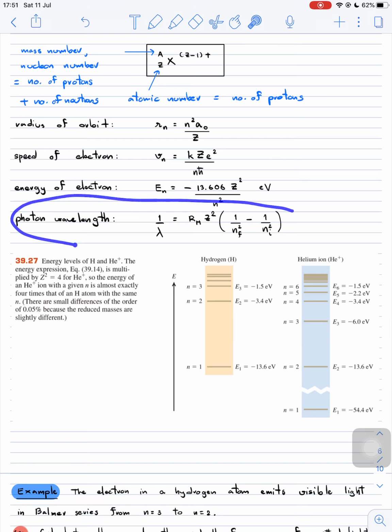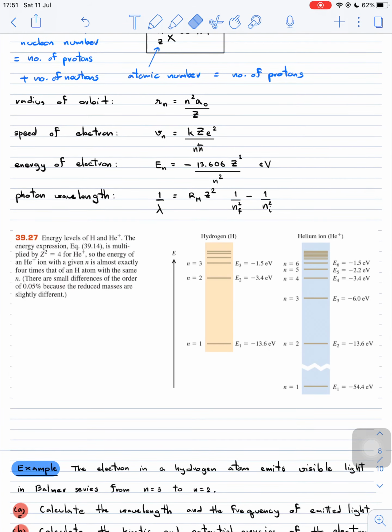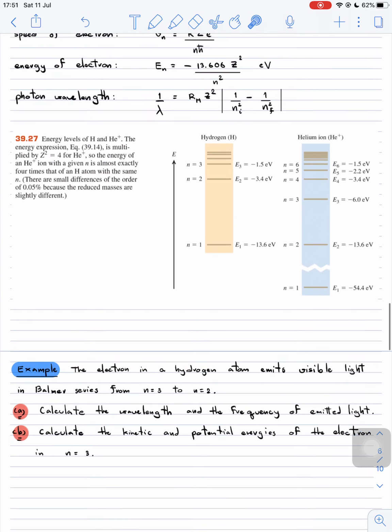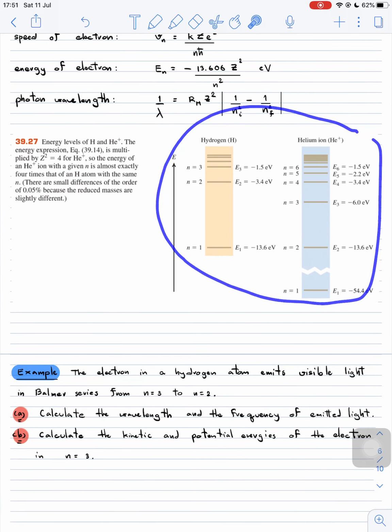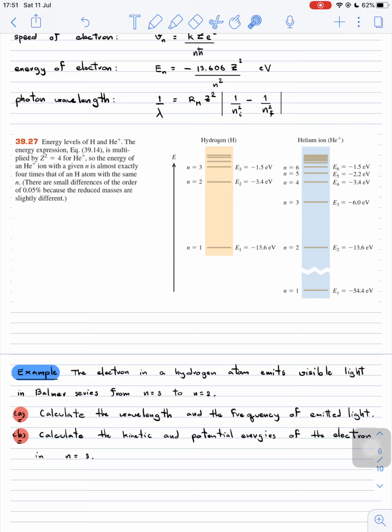And in this equation for the photon wavelength, we have the Z squared here times the Rydberg constant. Then again, let me change this one to be the absolute value. I think we use this one to be the n_i and the n_f. So this will be an example, a comparison between the energy level diagram of the hydrogen atom and the helium ion here.